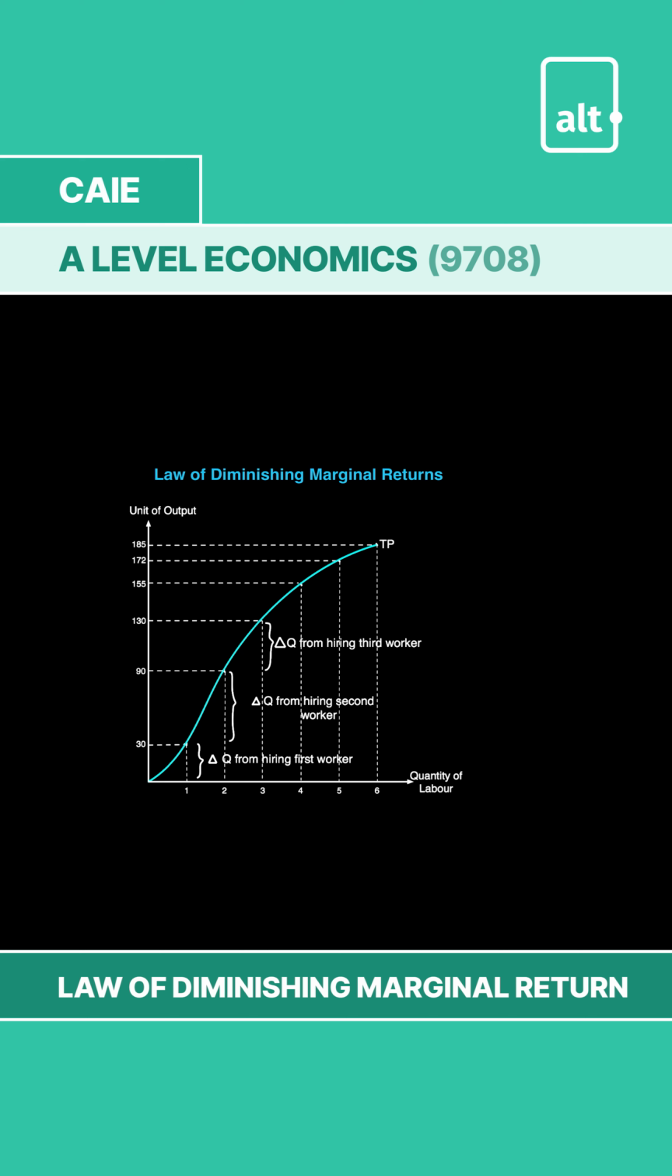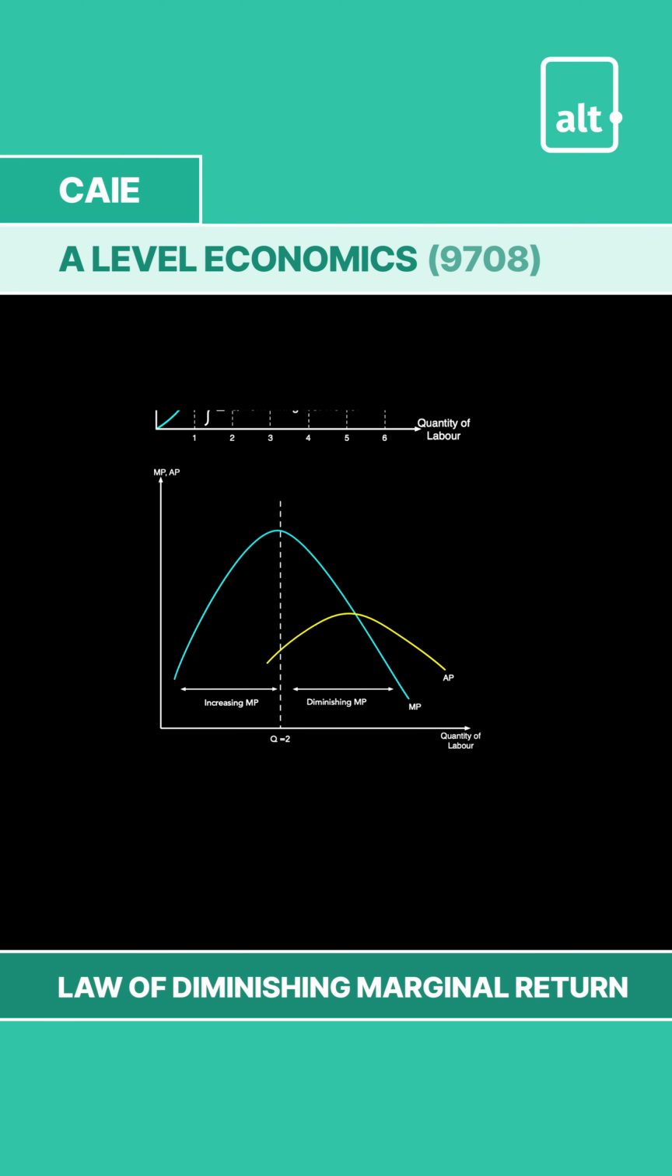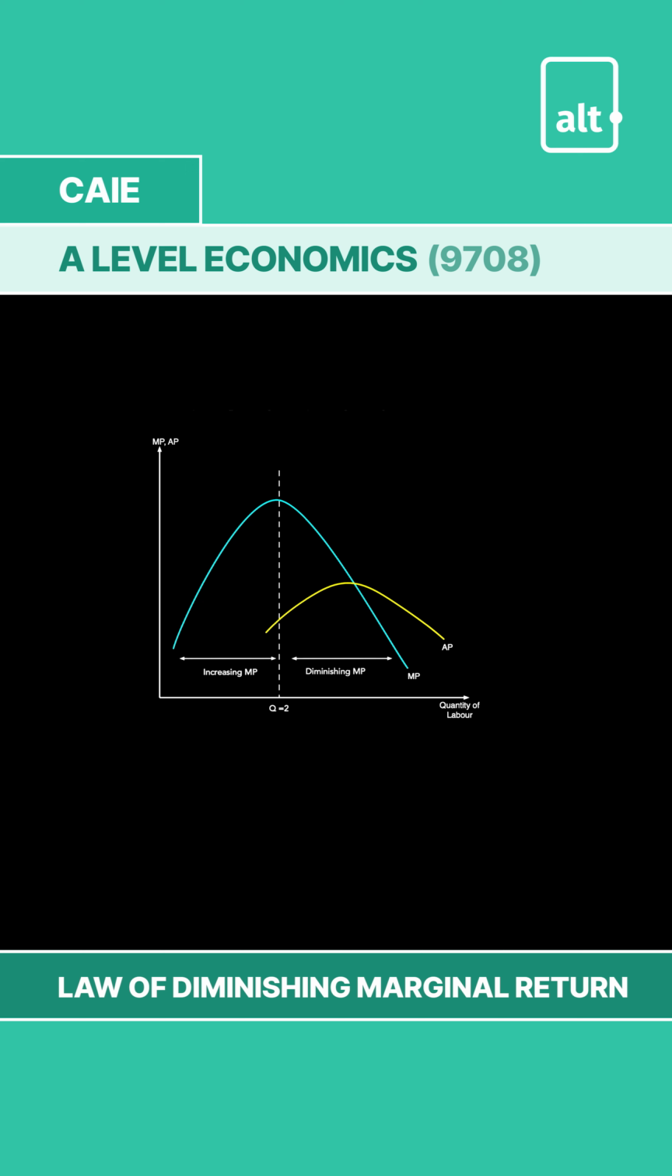Now we also said this, the rate at which TP is changing is the marginal product. So marginal product is the slope of TP or change in output when one more worker is employed. So when I look at MP diagrammatically, we can see that MP for the first two workers was rising and then MP starts to fall.